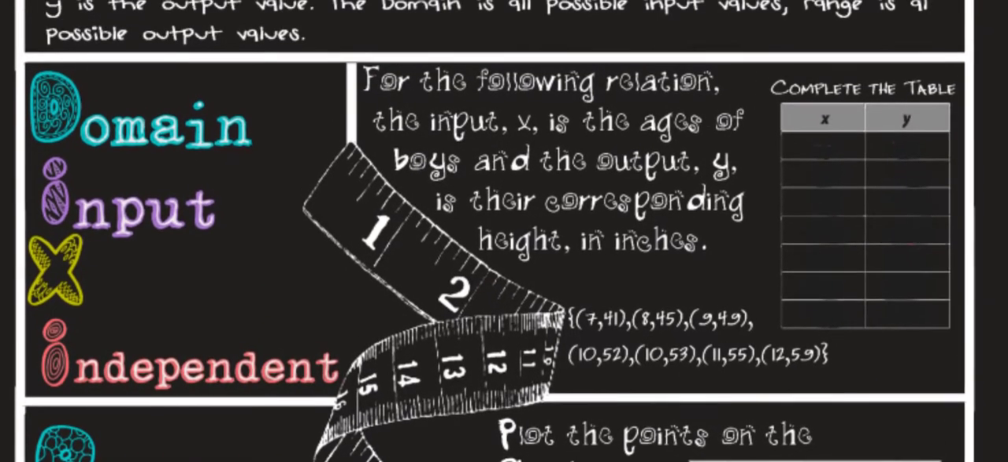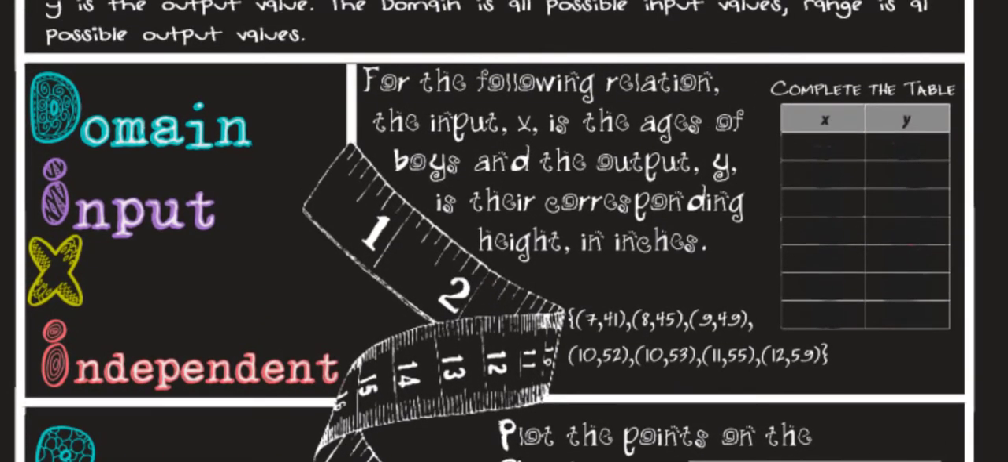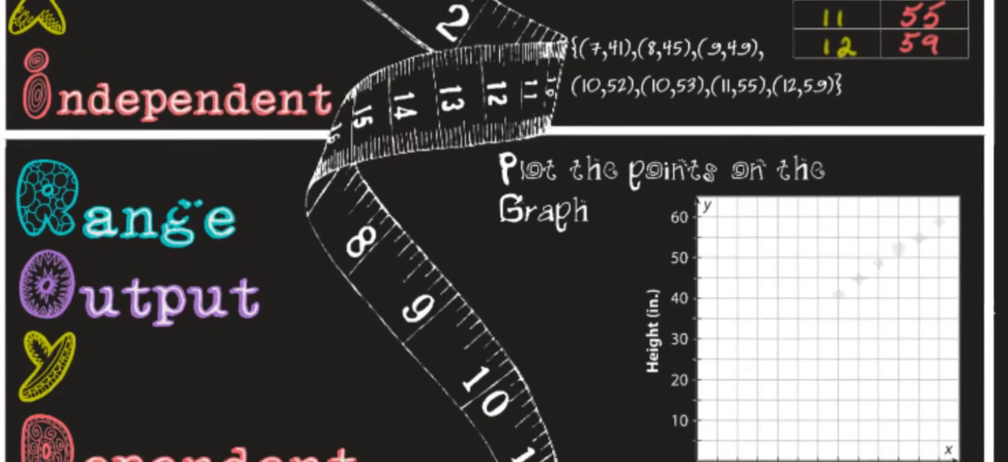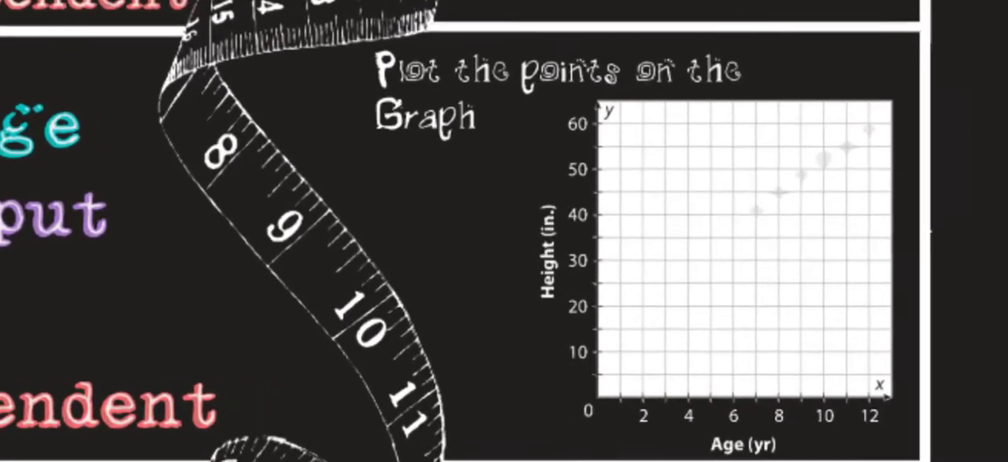Let's do an example. For the following relation, the input x is the ages of boys and the output y is their corresponding height in inches. So we're going to put these ordered pairs into the table. This is a relation. Another way to view a relation is on a graph. We can plot these points on the graph.